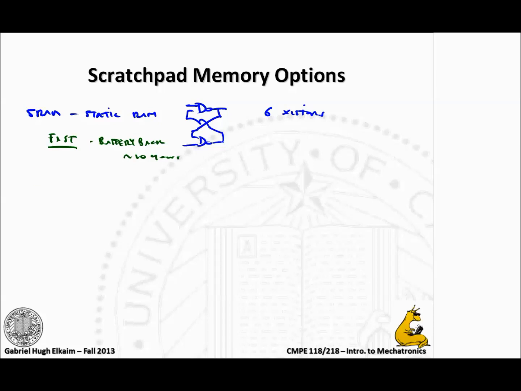Downside is it's expensive. All right, so generally this is where you pay for it. It's expensive, so you don't have a lot of it, but it's really, really fast. And the other kind you have is dynamic RAM, DRAM, which is dynamic RAM. And what dynamic RAM is really a capacitor. Right? A little extra complication around it, but fundamentally, it's a capacitor.